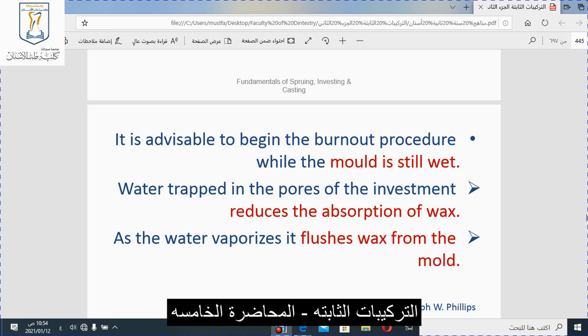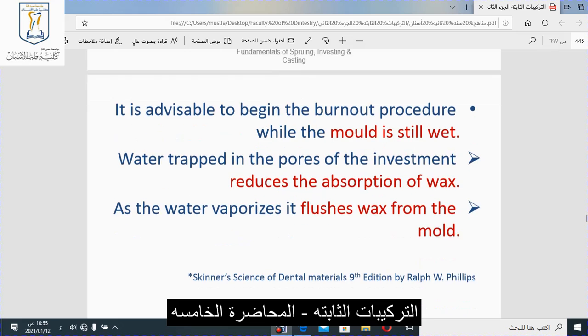To prevent this, you do the burnout when the mold is still wet. The mold must still be wet. So five minutes before investing or casting, you have to put it into the water for 5 minutes and then start the burnout procedure.